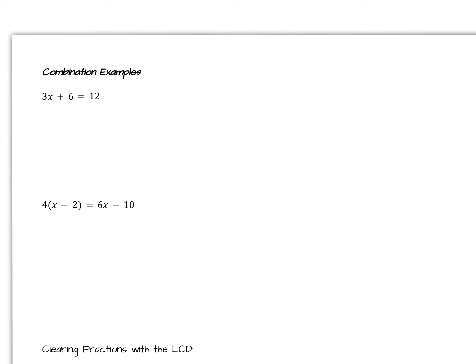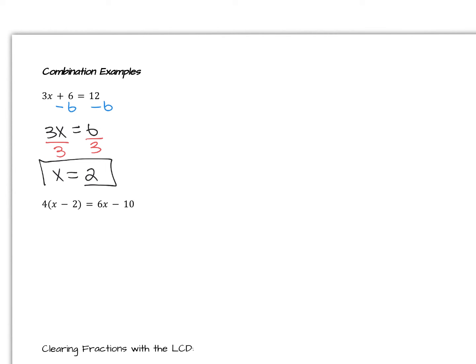We also have examples that combine both of those equalities. When we have a combination of our equalities, we always start with the addition or subtraction equality first. So 3x plus 6 equals 12. My first step is going to be to subtract 6 from both sides. So we end up with 3x equals 6. Then we're going to divide both sides by 3, and we get x equals 2. And in every example we do, we can always check our answer by plugging the value we get for x back into our original equation.